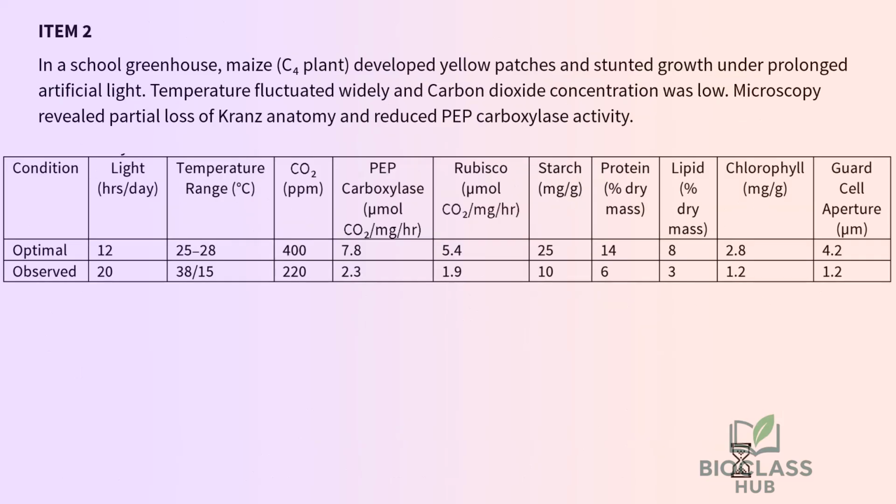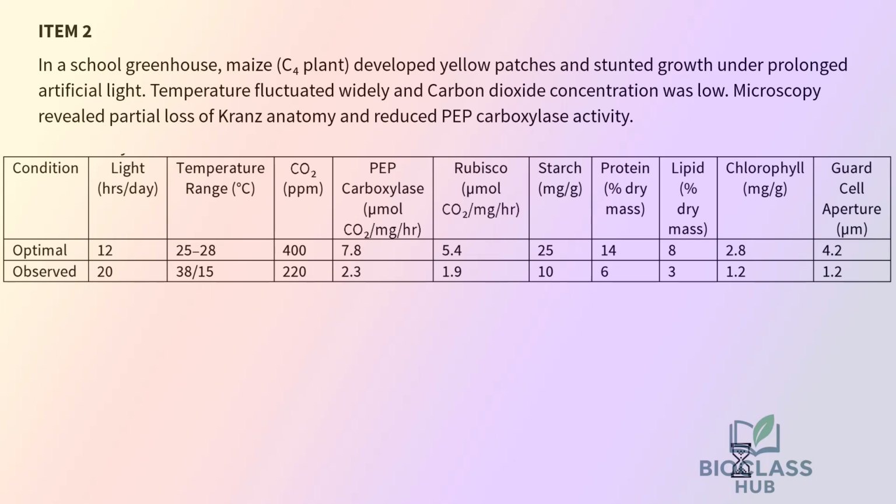Item 2. In a school greenhouse, maize, a C4 plant, developed yellow patches and stunted growth under prolonged artificial light. Temperature fluctuated widely, and carbon dioxide concentration was low. Microscopy revealed partial loss of Kranz anatomy and reduced PEP carboxylase activity.